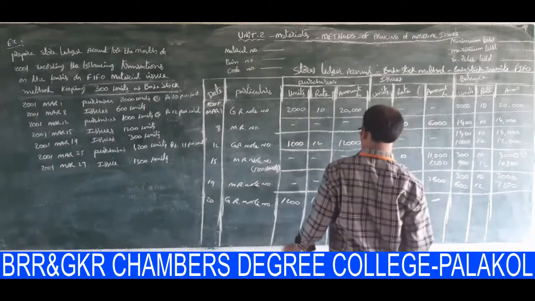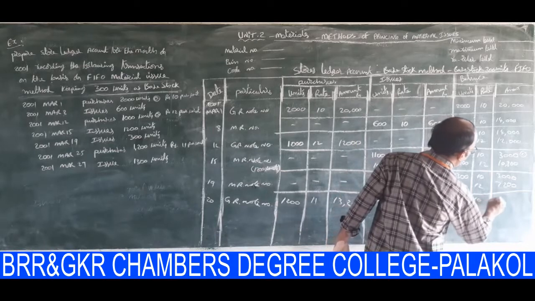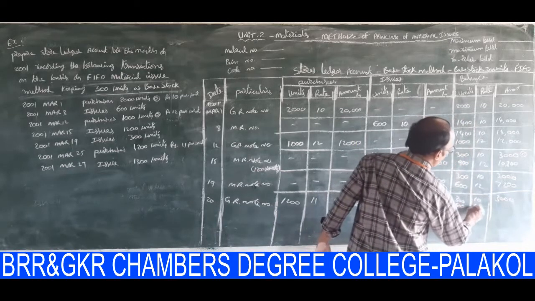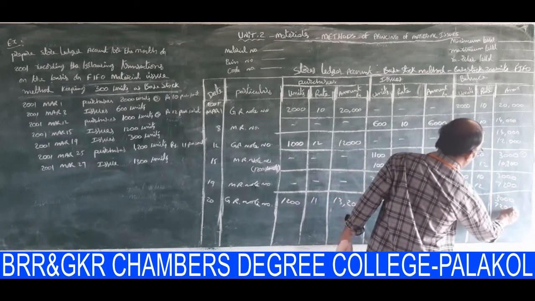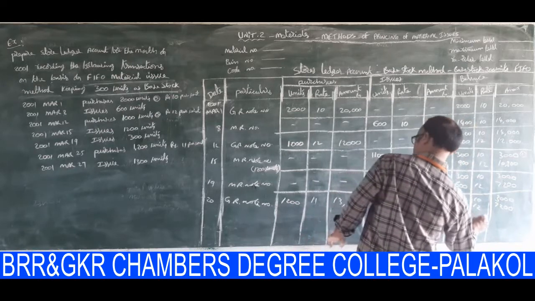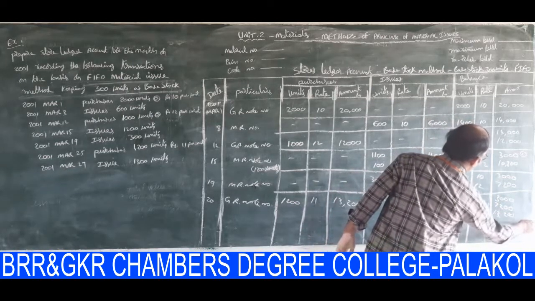$13,200, right? 300 base stock, 10 rupees, 3,600 at 12 rupees, 7,200, right? 1,200 at 11 rupees, 13,200.